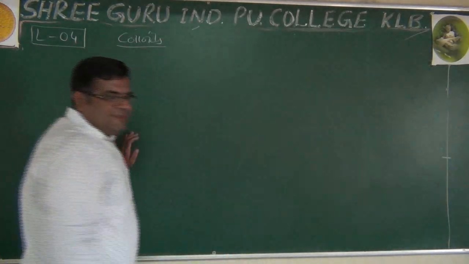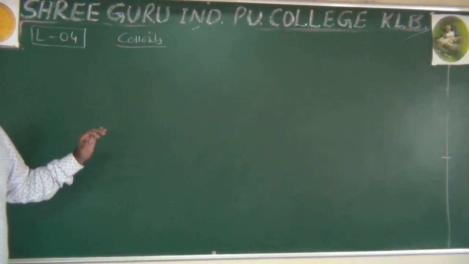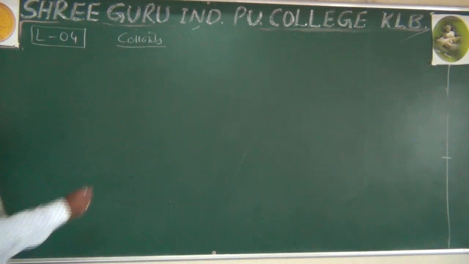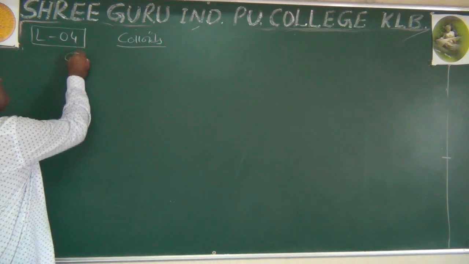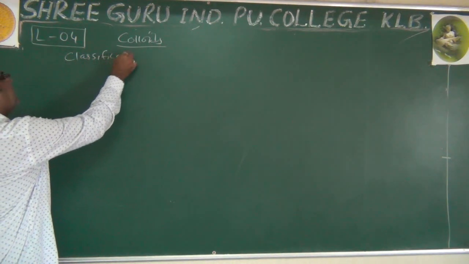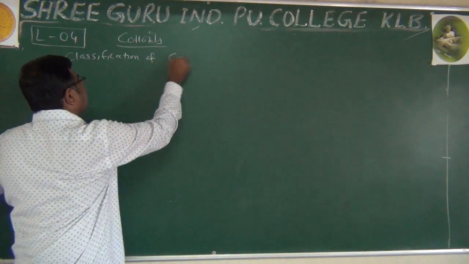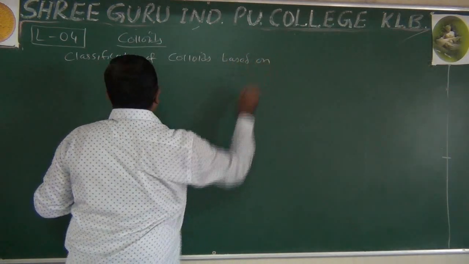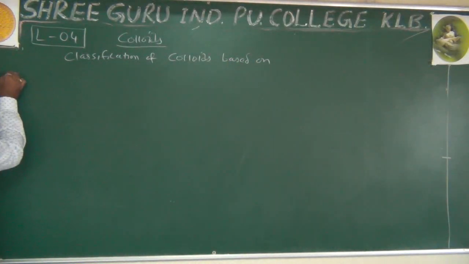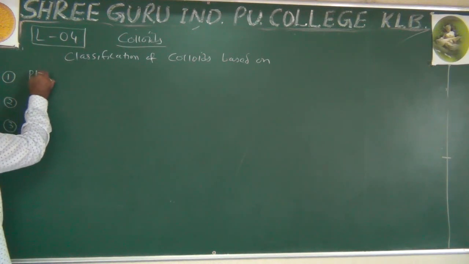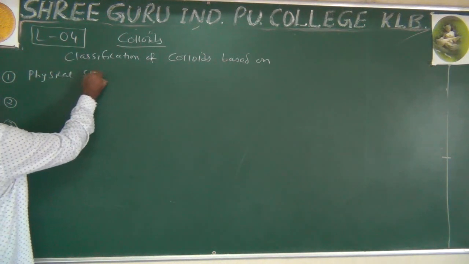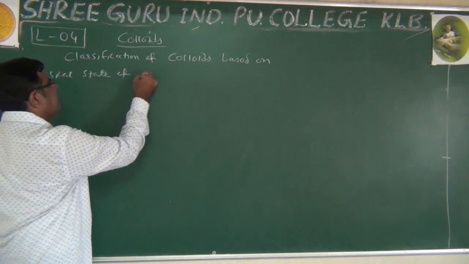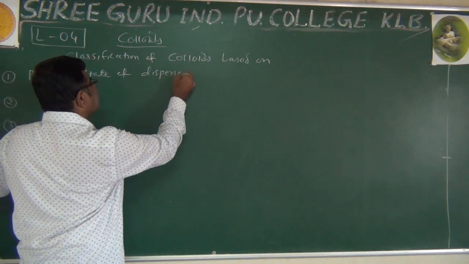Classification of colloids. Now, a question will definitely be asked on this part. Classification of colloids is based on three types of classification that we have to learn. First is based on the physical state of dispersed phase.